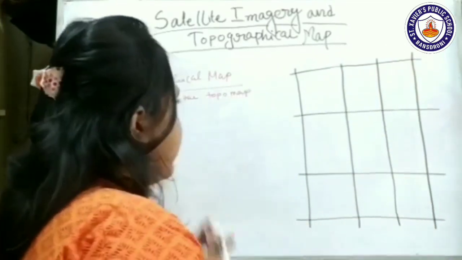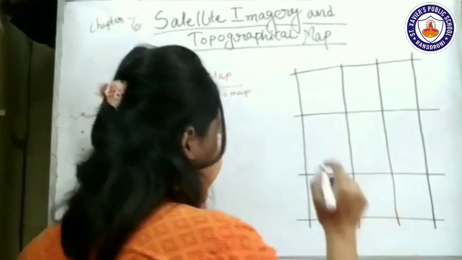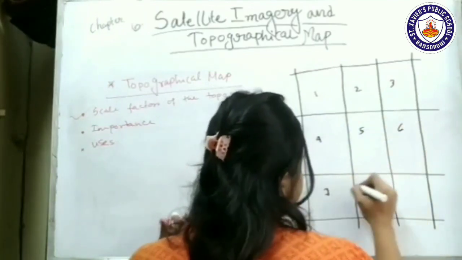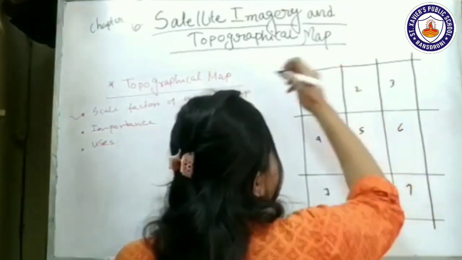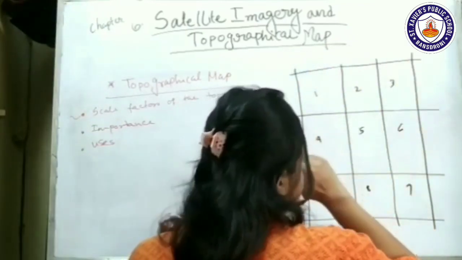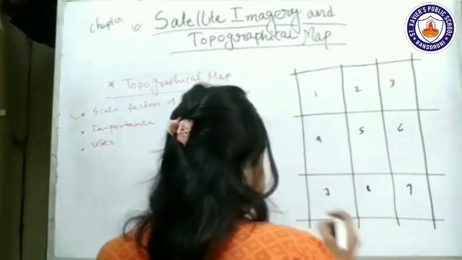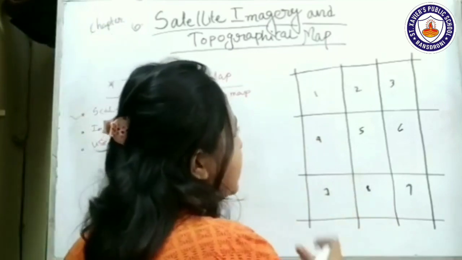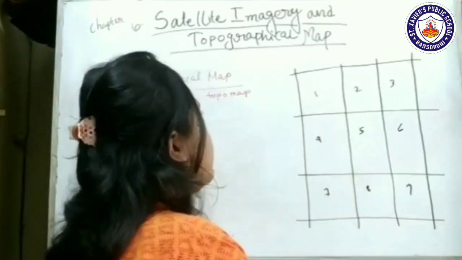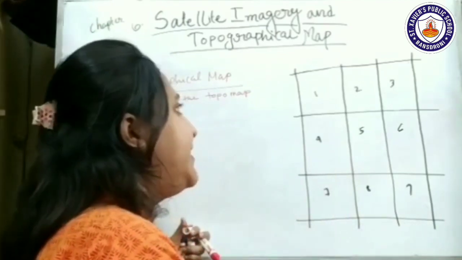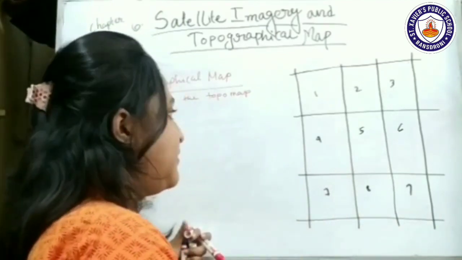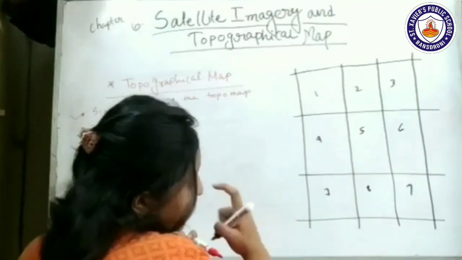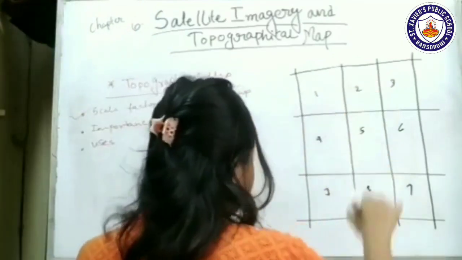Okay, so a topographical map has 9 grids: 1, 2, 3, 4, 5, 6, 7, 8, 9. All the nodes or edges of the map are bounded by the latitudinal and longitudinal extent. In the definition of the topographical map, I already told you it includes the social, cultural and physical features of a particular area. We know that without latitude and longitude we can't locate any place. So it's bounded by the latitudinal and longitudinal extent. Very common. I put arbitrary latitude and longitude values on the map.